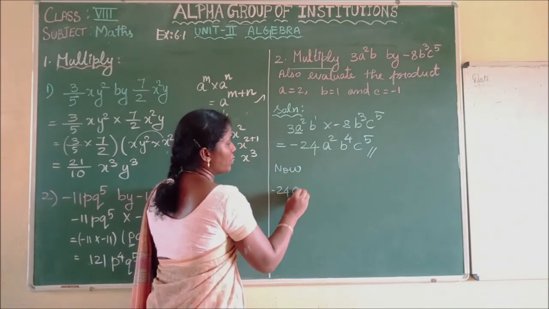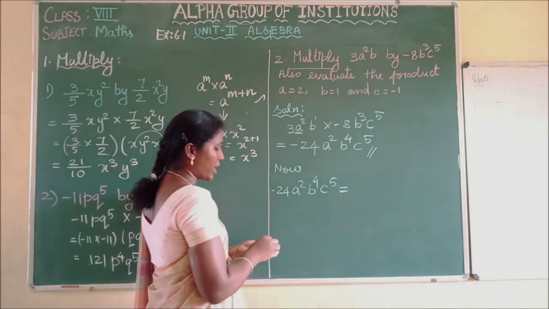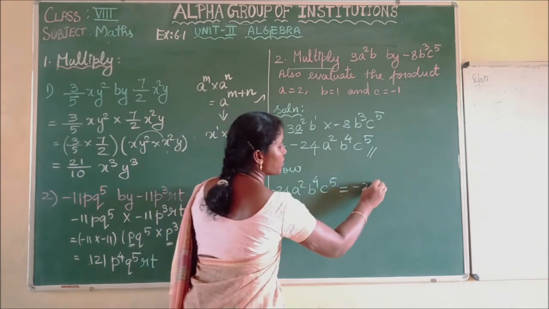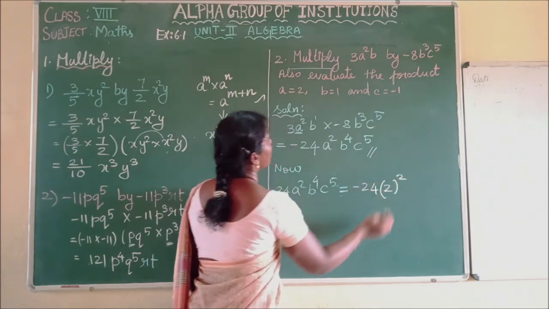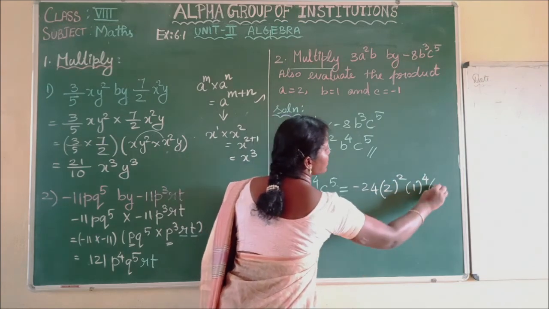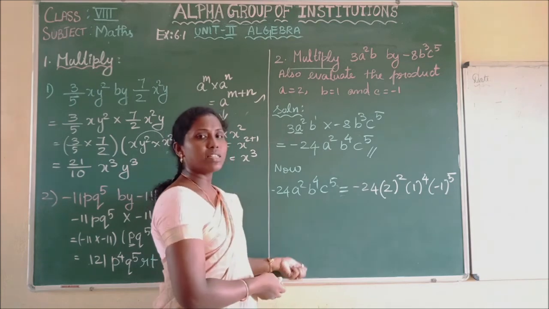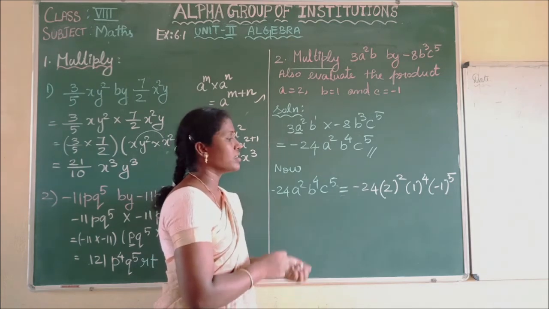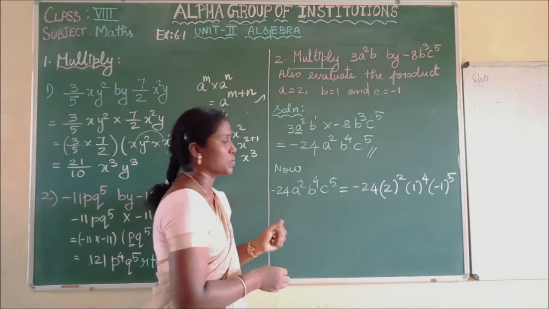Minus 24 a square b power 4 c power 5. Just substitute the values of a, b, c. That is minus 24. What is the value of a? 2, so 2 square. And what is the value of b? 1, 1 power 4. And what is the value of c? Minus 1 whole power 5. See, here we are using the laws of exponents in many ways, isn't it? In the middle of the problem we are using the laws, so be thorough with the laws also.